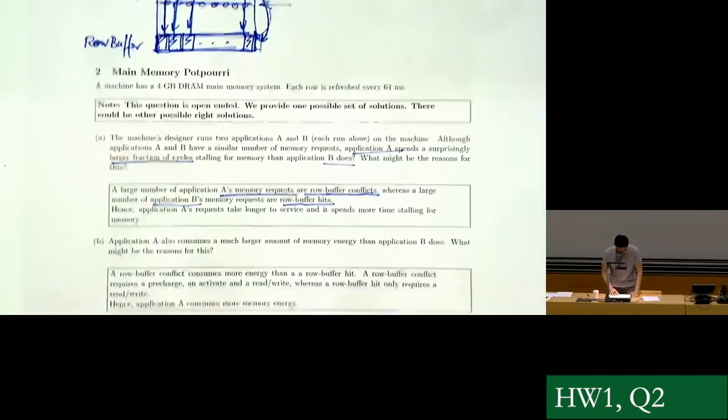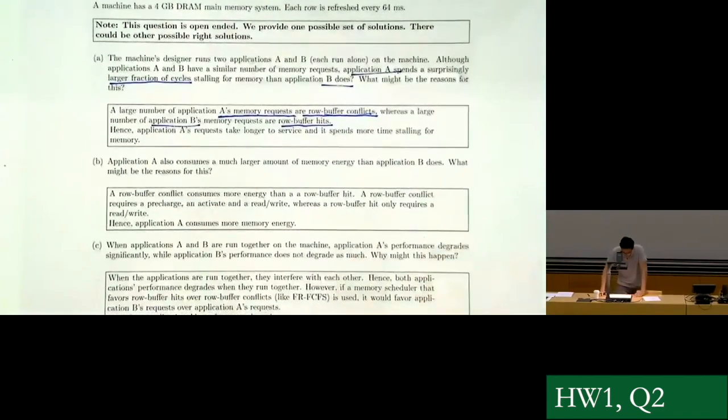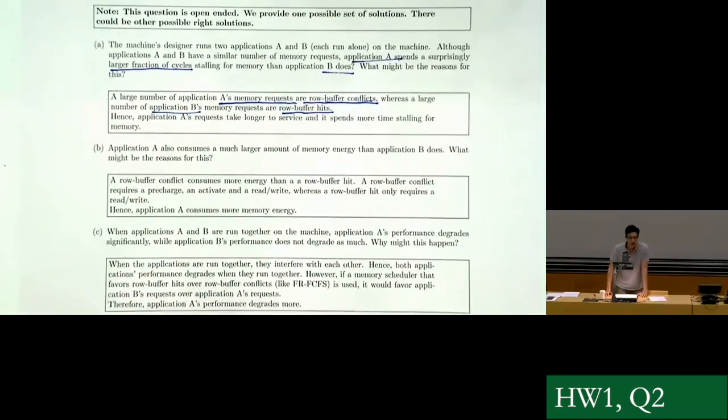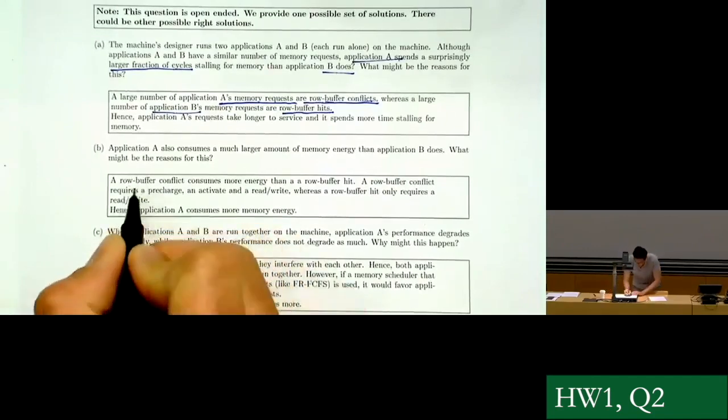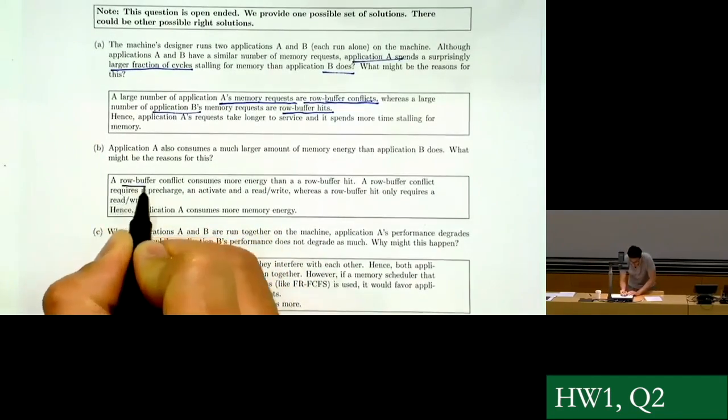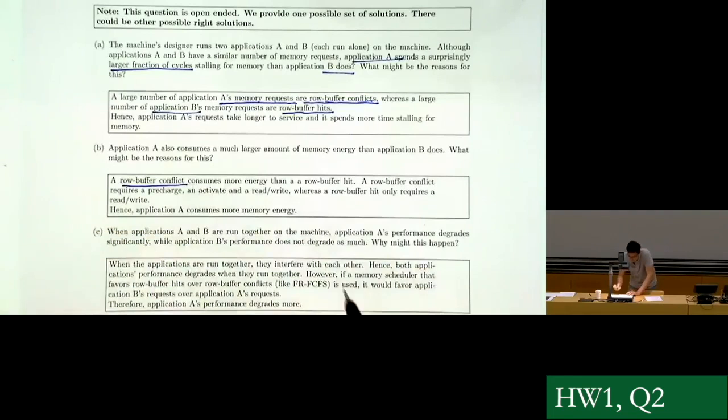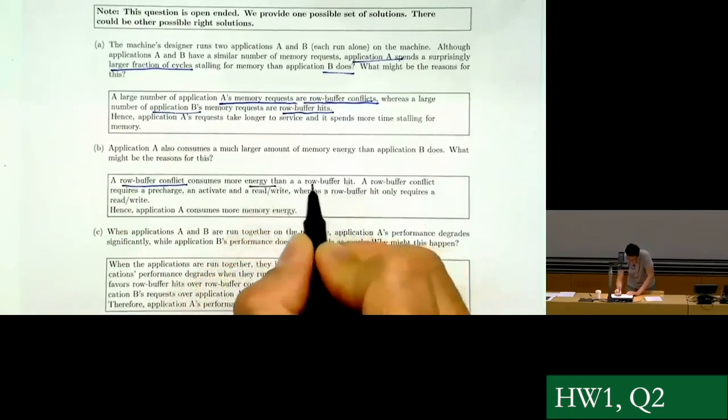Okay, part B says application A also consumes a much larger amount of memory energy than application B. What might be the reason for this? And the reason is the same, right? The reason is that there are many row buffer conflicts for application A, and a row buffer conflict takes more energy than a row buffer hit.